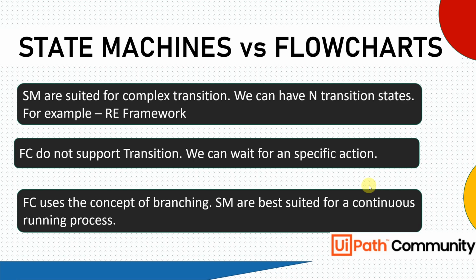And flowchart, on the other hand, uses the concept of branching, where if the condition is true, you go by this branch. For example, if the age is less than 18, you are not eligible to vote; if the age is 18 or greater, you are eligible to vote. Something along those lines, where the concept of branching is available, we go by flowchart. And when we have a continuous running process which is a complex process, then we go by the state machines.